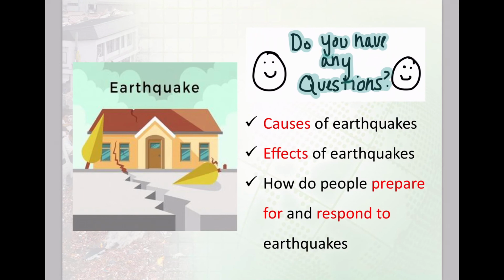So good enough that today we have talked about the causes of earthquakes, the effects of earthquakes, and how people prepare for and respond to earthquake. Do you have any questions? In case you have any, you may send us email through the e-class. And now please complete Module 5 Worksheet 2.